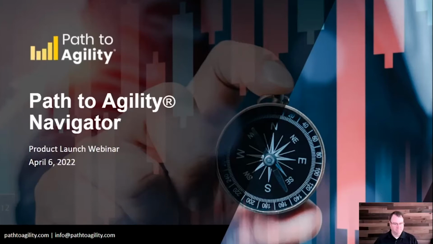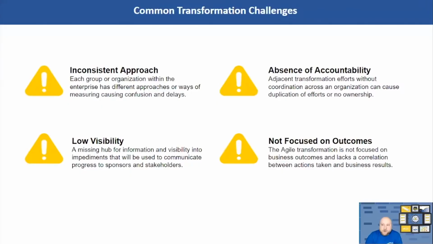So one of the first things that we really want to talk about in regards to the Path to Agility Navigator is some of those challenges that we were seeing that drove us in the direction of wanting to create a product. Some of the things that we've noticed in the course of a transformation, especially as it moves from those initial successes to the point where it needs to scale, is that it suffers from an inconsistent approach. It doesn't happen right away because consistency becomes a concern when there's more than one thing happening. But as that scaling starts to happen, that consistency becomes a common issue, and it starts to show up.